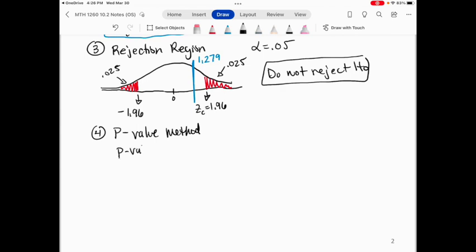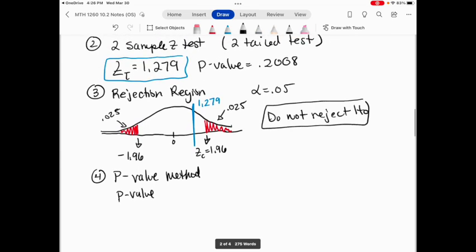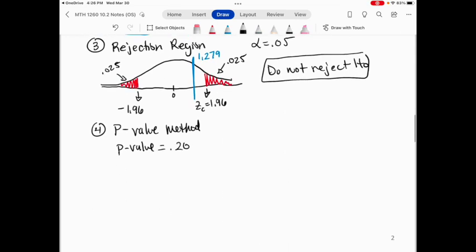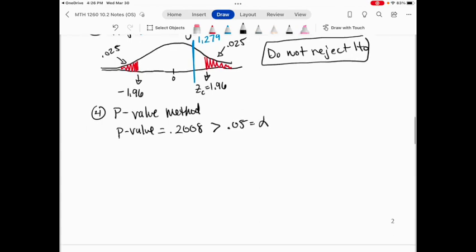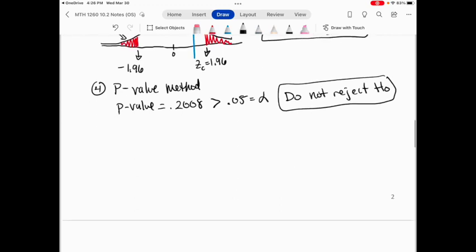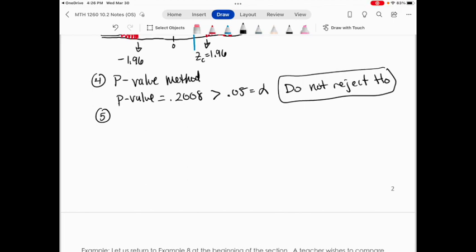For step 4, I'm going to use the p-value method. The p-value that we got on the calculator was 0.2008. Now, that is greater than 0.05, which was our alpha. When our p-value is greater than our alpha, we say, do not reject the null hypothesis. So these two match, which is good.